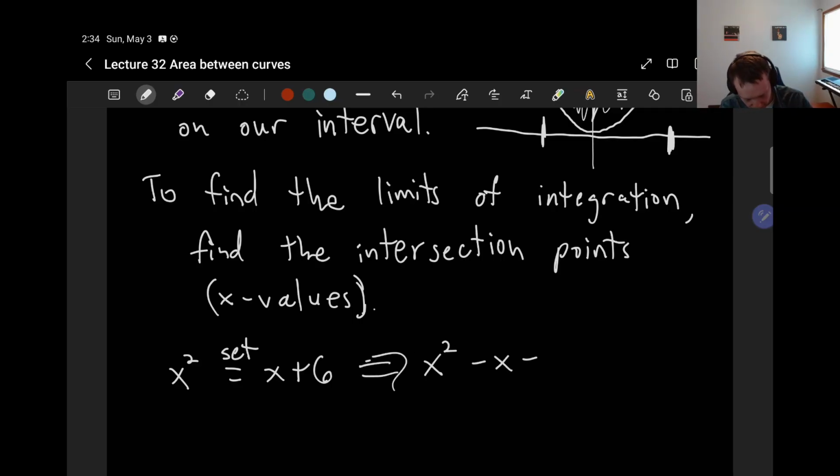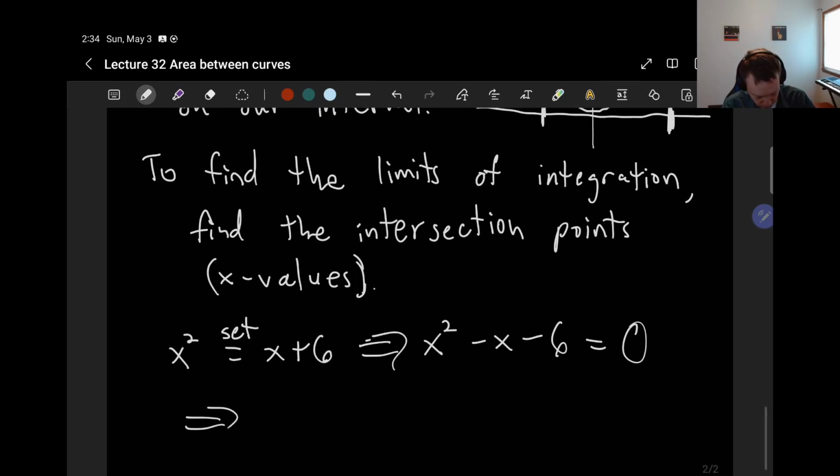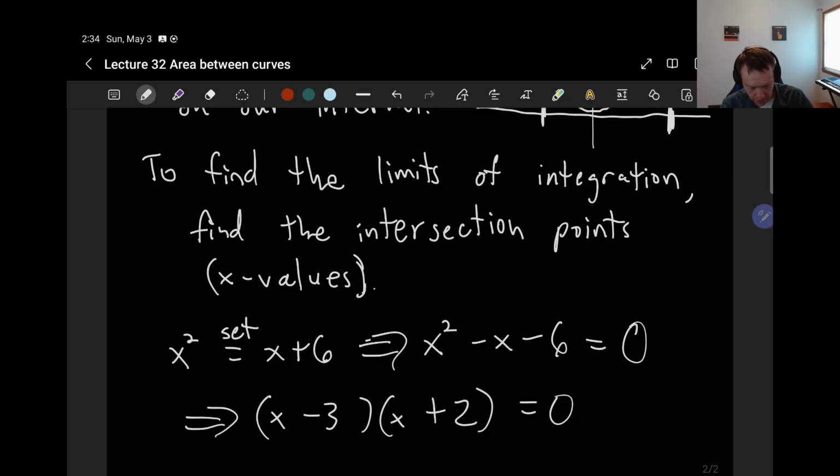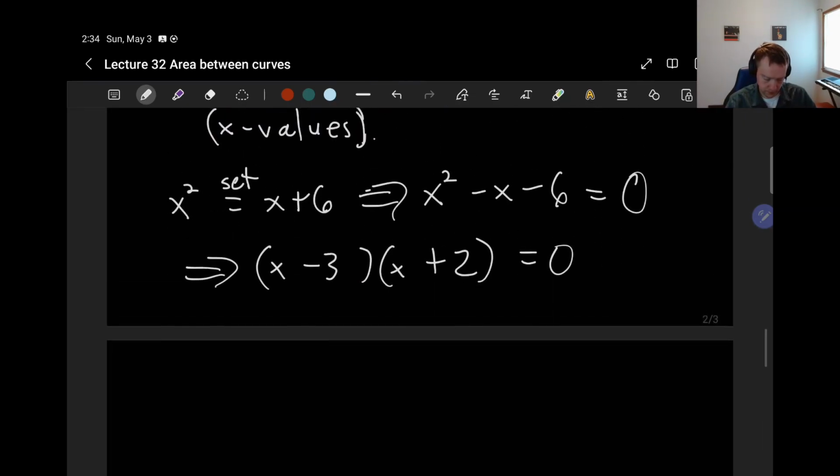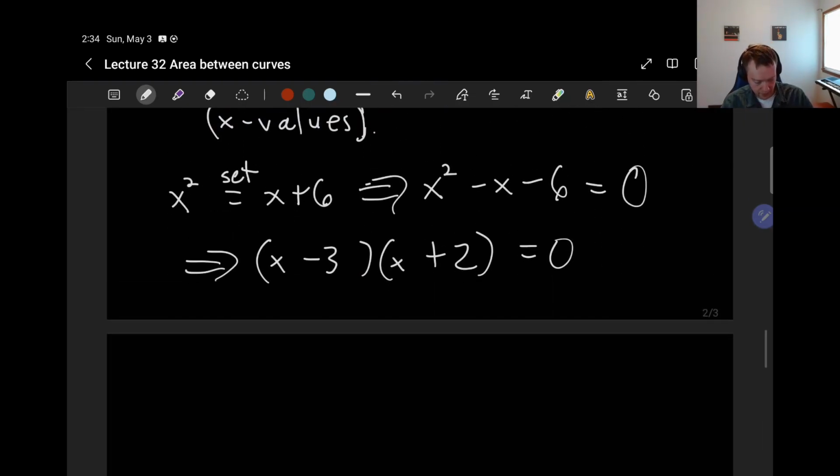So minus x minus 6 equals 0. And then factor. That would be minus 3 and plus 2. So this means x can be negative 2 or 3. And these give us the x values that we're integrating between.